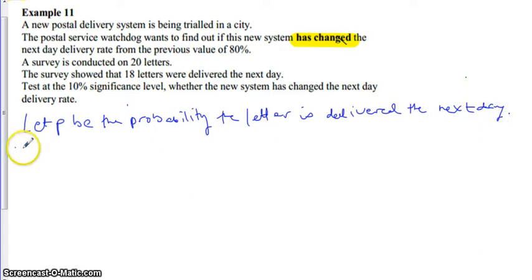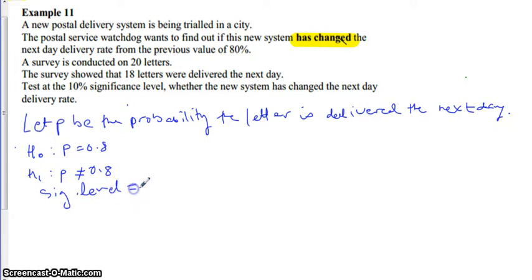And what we want is a hypothesis, a null hypothesis, and the null hypothesis is basically that P equals 0.8. Now, our alternative hypothesis is that there's been a change, so therefore P does not equal 0.8. And we've been given a two-tailed test. We've been given a significance level. Let's write that down. Significance level equals 10%.